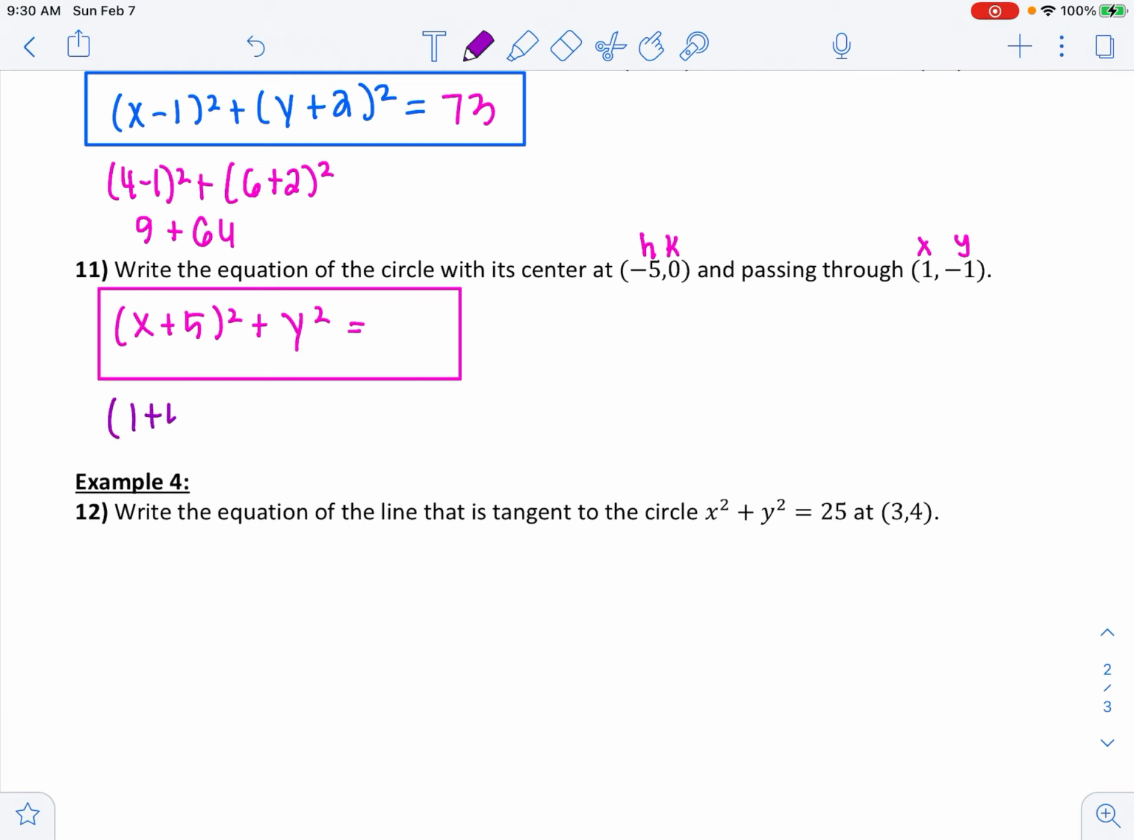All right, plug in 1 for x. 1 plus 5 squared. Plug in negative 1 for y. So that's 6 squared, which is 36, plus negative 1 squared, which is 1, so 37.